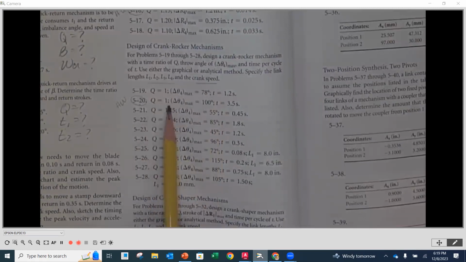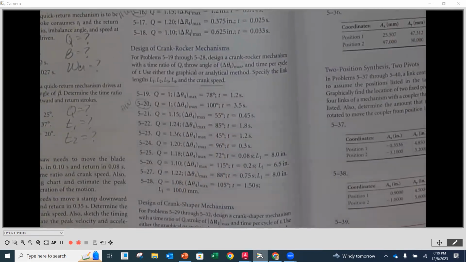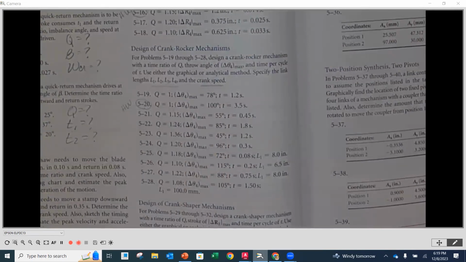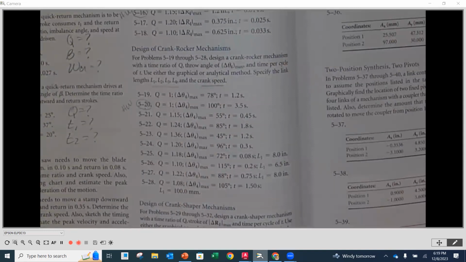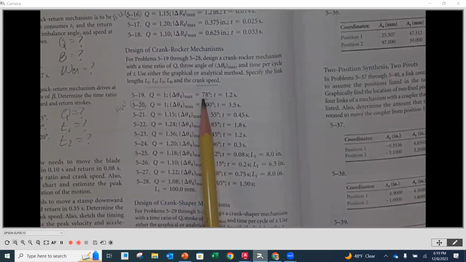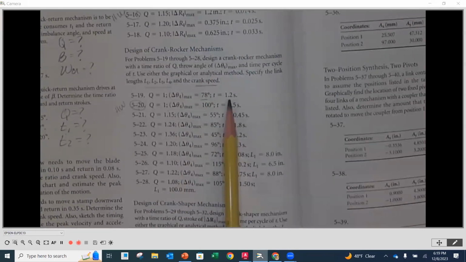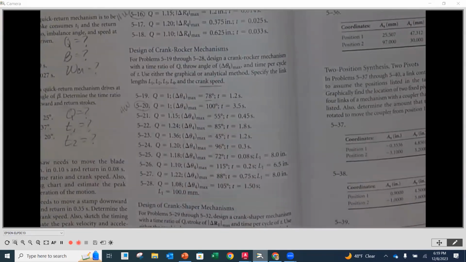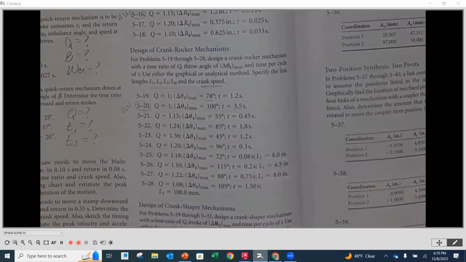Now, they're giving us a Q equal to 1. So what that means is when we look at the throw angle, it's going to be half of the total throw in one direction and the other half in the other, which means that your time is going to be even on both sides. So it's going to be symmetrical. And then you're going to see that they are giving you a 78-degree throw angle and our time is 1.2. So that means half is 0.6 in one direction, half in the other.